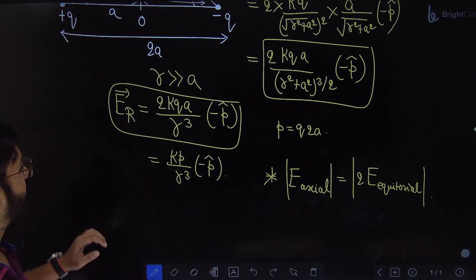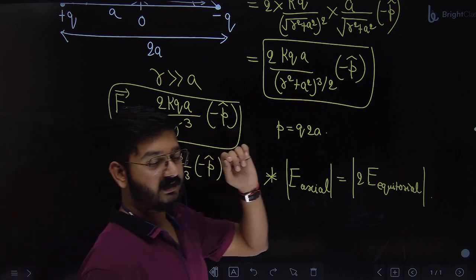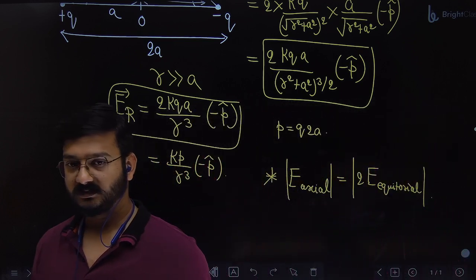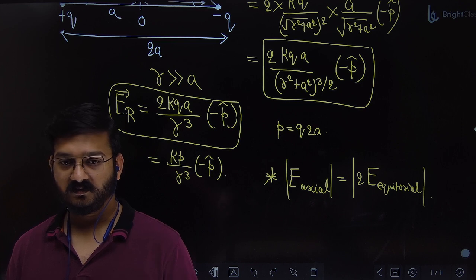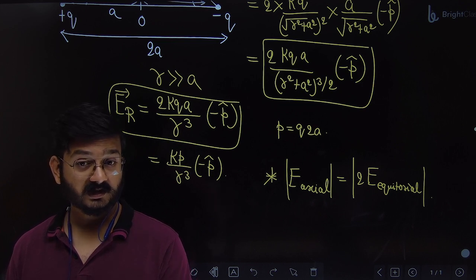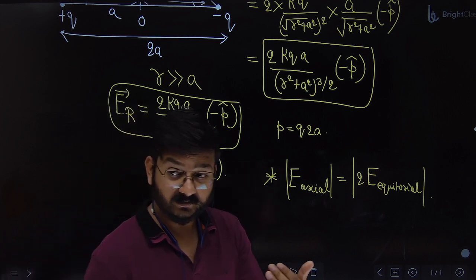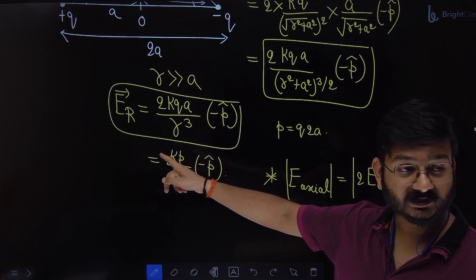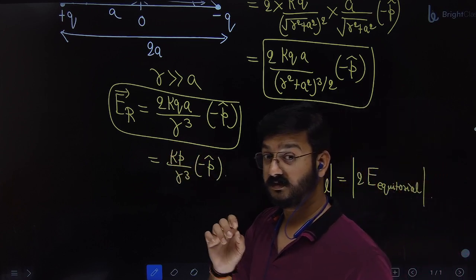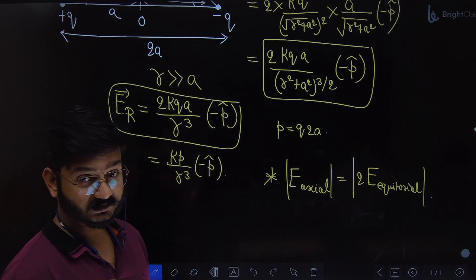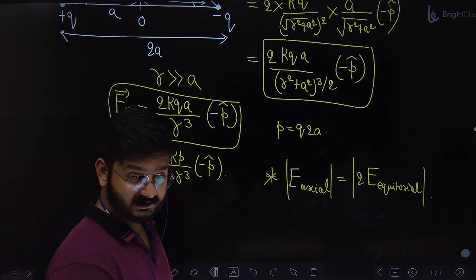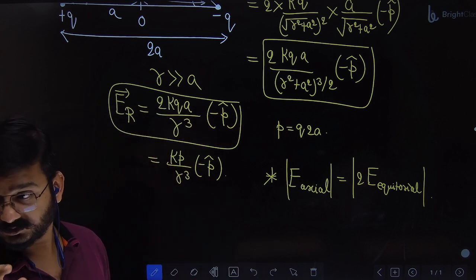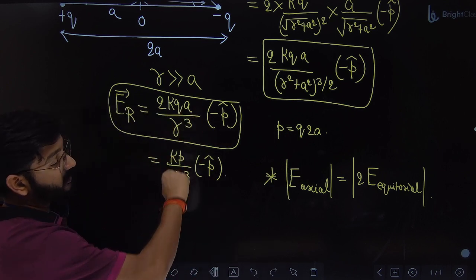Now, the last thing which you need to notice here is the electric field due to a point charge depends upon the distance. By which relation? Inversely proportional to r square. Here, if you notice, it is inversely proportional to r cube. Okay, this is also a point which you need to notice. Electric field due to a point charge is kq by r square. So that depends on 1 by r whole square. Here, it depends on 1 by r cube. So make a note of that.